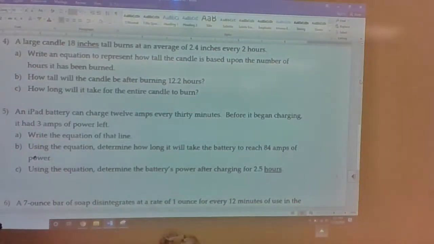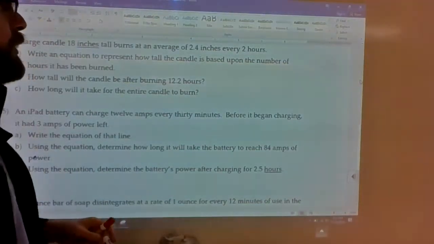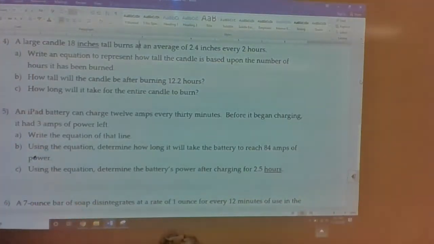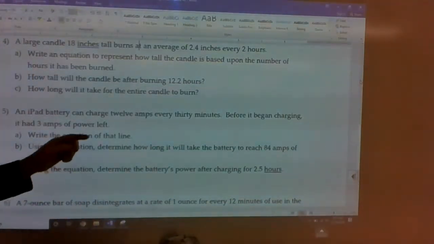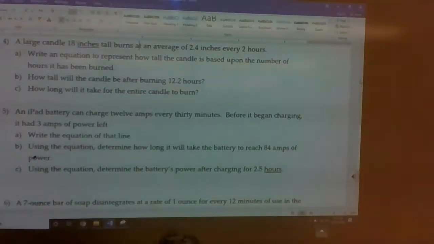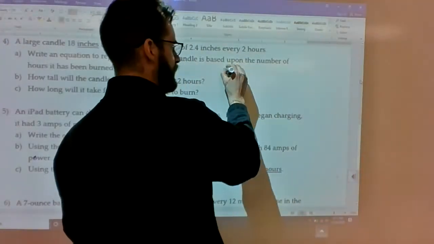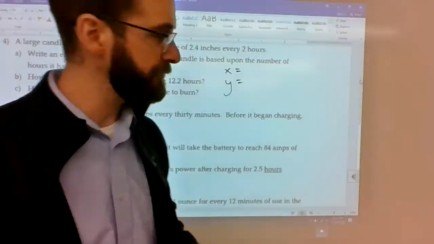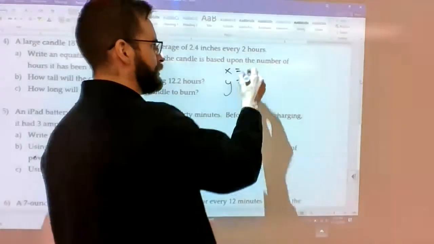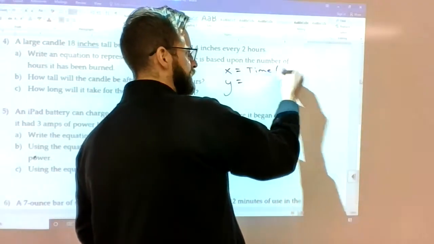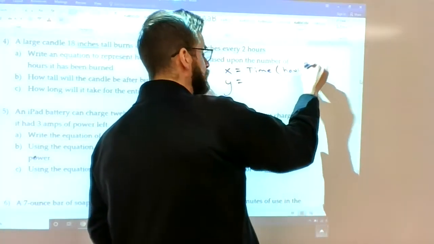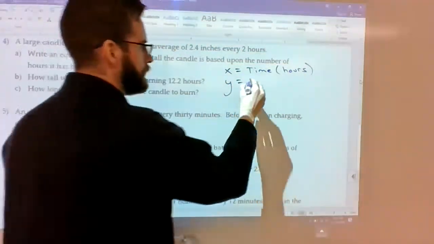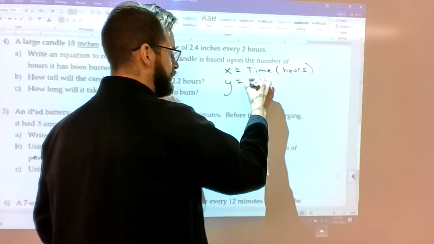A large candle 18 inches tall burns at an average rate of 2.4 inches every 2 hours. Write an equation to represent how tall the candle is based upon the number of hours it's been burning. First thing we're going to start with is an x and a y value. Remember, x is usually time if time's involved. We got a time value right there, in terms of hours. And the only other unit given to us is inches. It's the height of the candle. So, how tall the candle is.